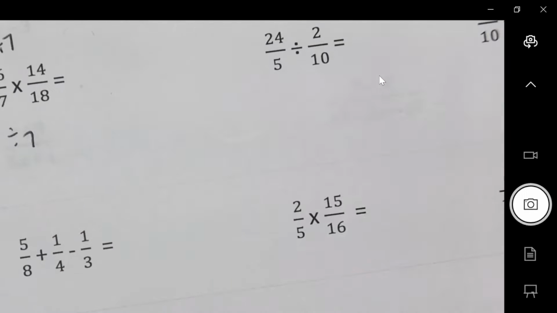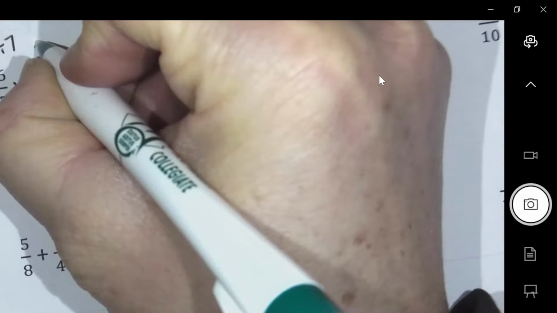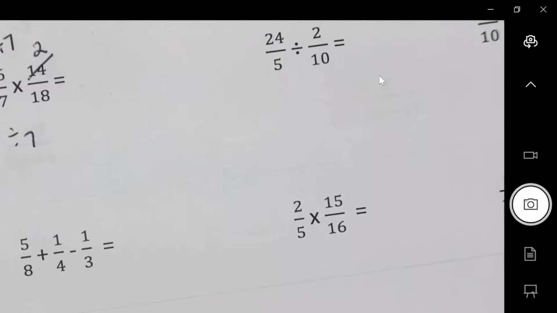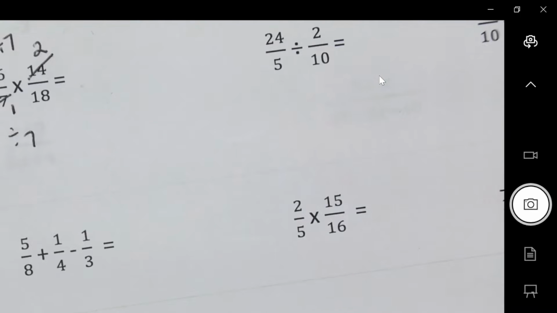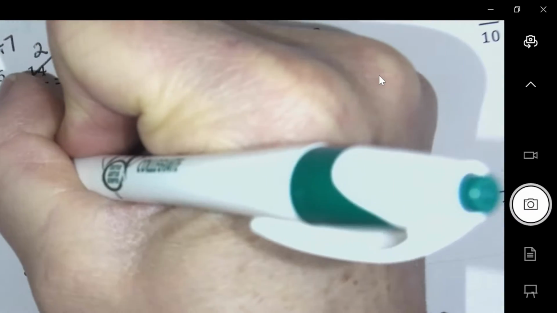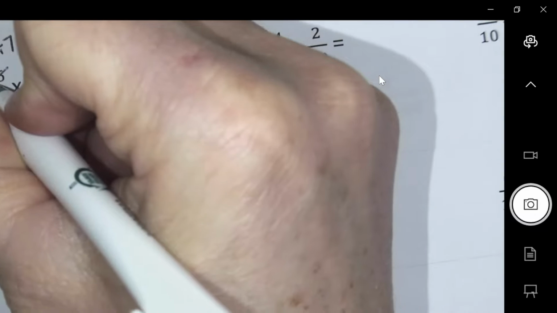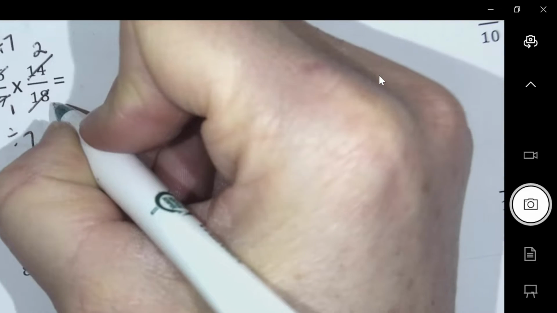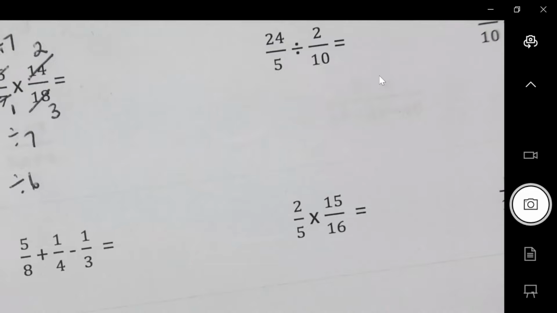So what do I see on the top that I could divide by 7? 14. So I'm going to cross it off, and I'm going to put a 2. If I do that to the top somewhere, I also have to do that to the bottom somewhere. So I'm going to cross off the 7 and put a 1. What else? You could do 3. I could do more than 3 though. 6. I could divide the top and bottom both by 6, which I'm going to cross off 6 and put a 1. And 18 divided by 6 is 3. So that's it.